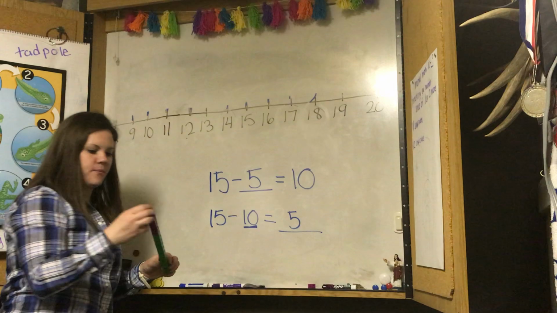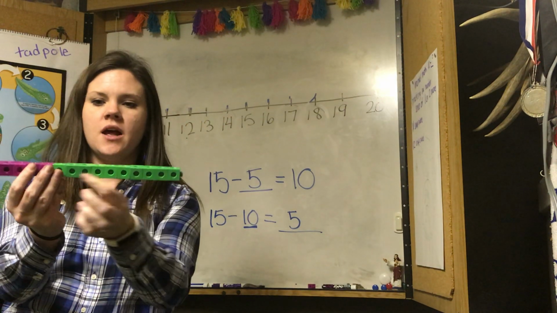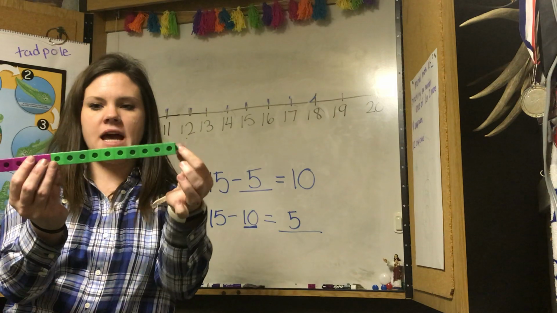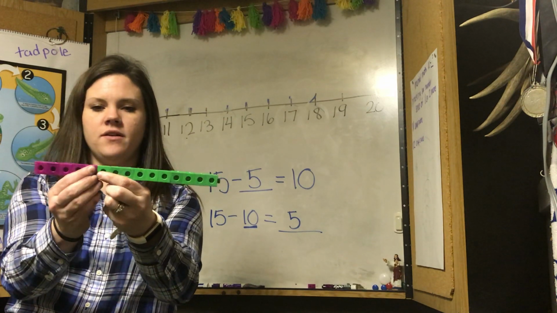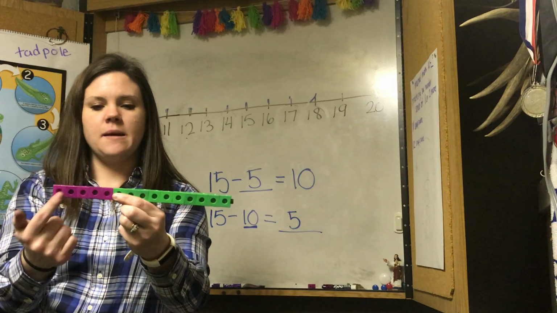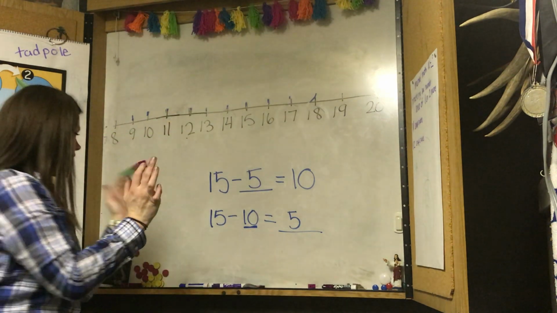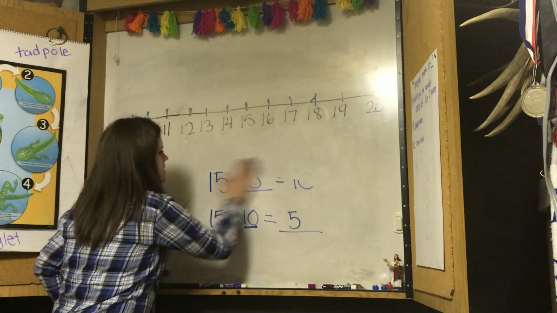One way we can do that is by looking at our tens frames, looking at our snap cubes. I have a full 10 here. My greens are 10. My purple is 5. 10 and 5 is 15. Part, whole. 15. I see that so well in my number sense.